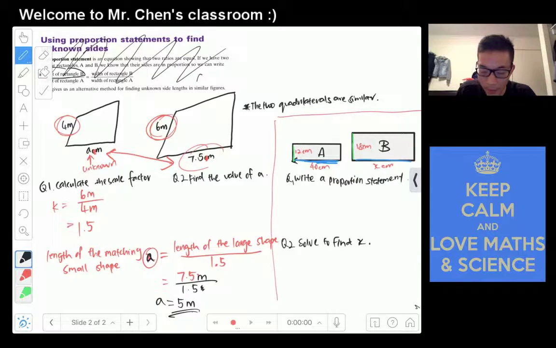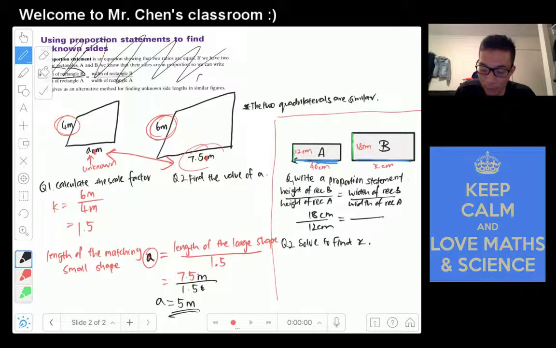So what's the proportion statement? The proportion statement is height of rectangle B over height of rectangle A equal to width of rectangle B over width of rectangle A. So height here for rectangle B is 18 centimeters, and height of rectangle A is 12 centimeters, equal to the width of rectangle B, which is x, we don't know what it is, and width for A is 40 centimeters. So that's how you write them.